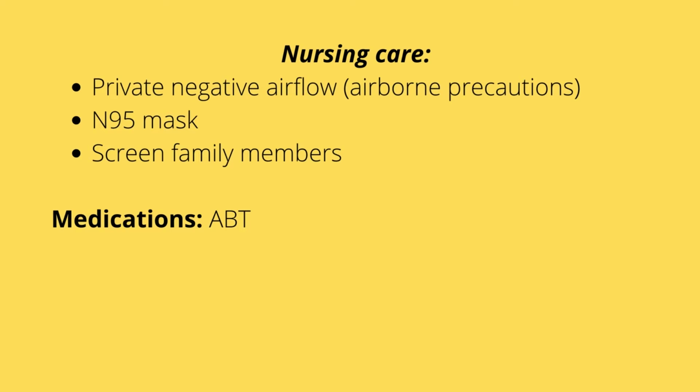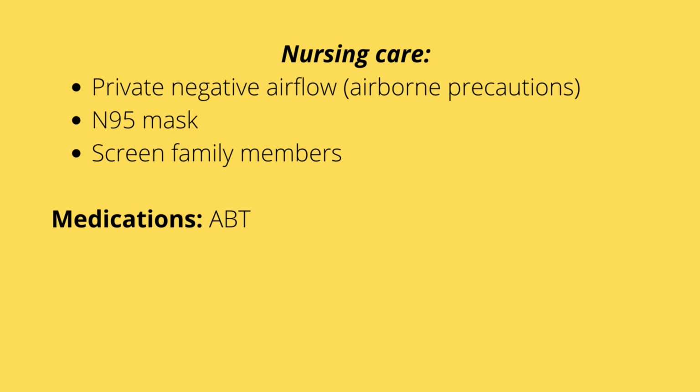So nursing care for patients with TB includes the following. When a patient is suspected of TB, before we even know they're positive, we put them in a private room with negative airflow, because remember TB is airborne. If you leave them out, it's going to fly all over and everybody's going to have TB. The nurse is to wear an N95 mask when in the patient room, and if the patient leaves the room, they need to wear an N95 mask.